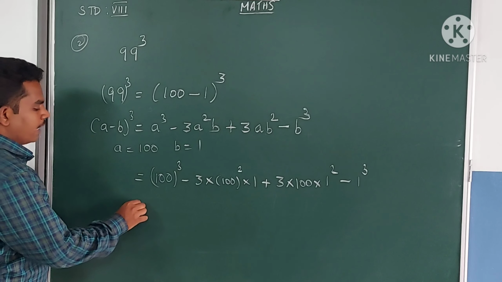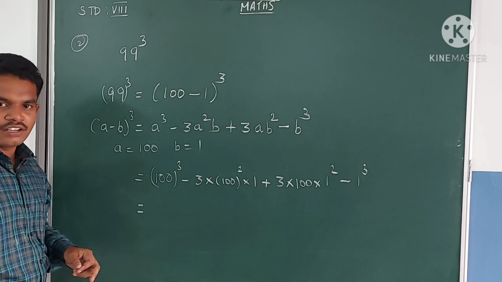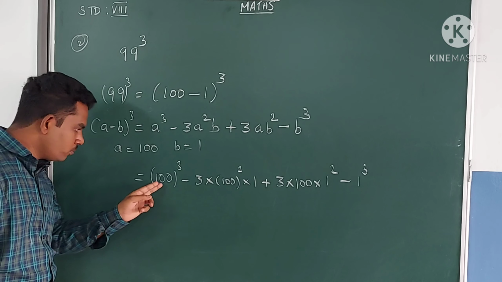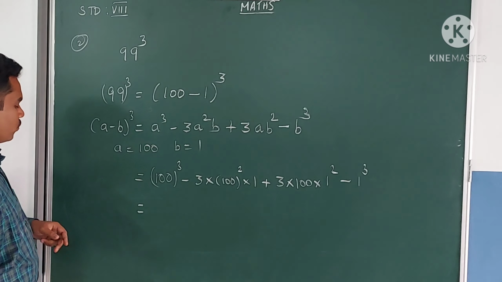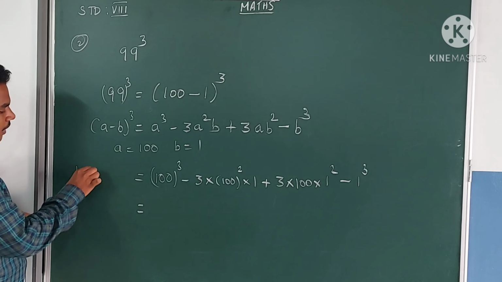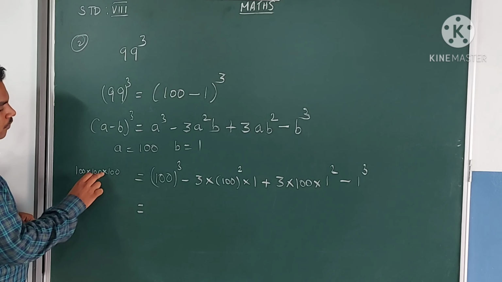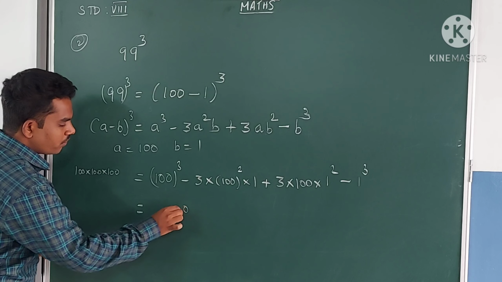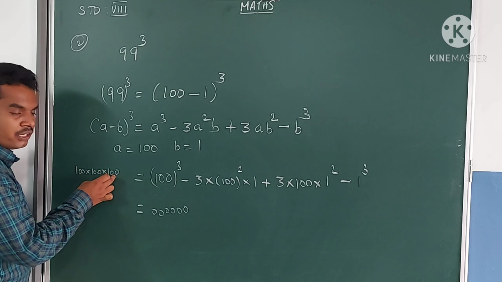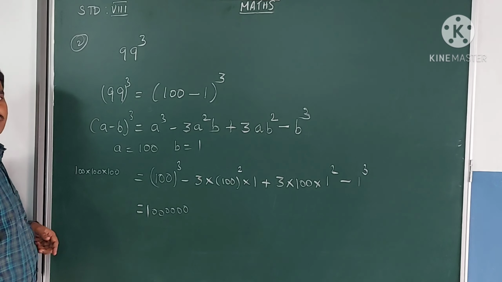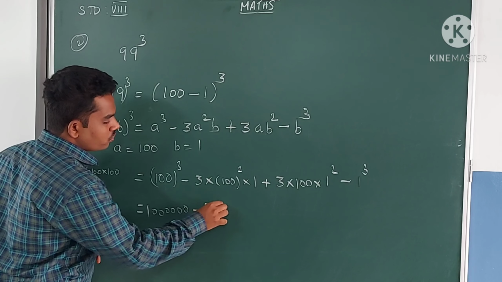Next step, 100 the whole cube. Already I told the shortcut. How many zeros are there? 2 zeros are there. 100 cube means 100 into 100 into 100. So how many zeros are there? 1, 2, 3, 4, 5, 6. So you put 6 zeros. 1 into 1, 1, 1 into 1, 1. So 1. Next, minus 3 into 100 square.